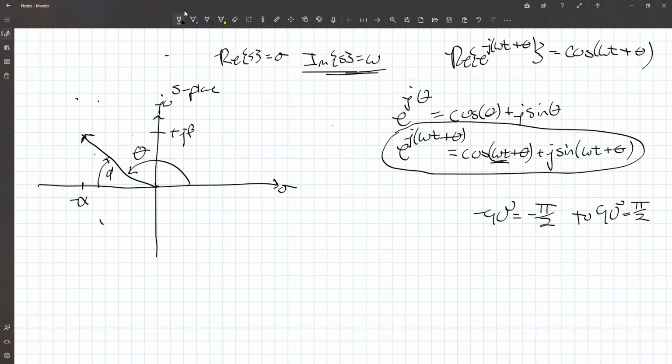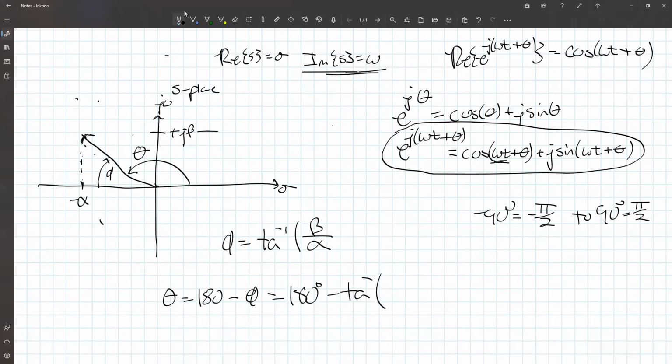This angle phi is given by, we have our opposite side over here, right? Which is beta. And we have our adjacent side here, which is just alpha, not negative alpha, just alpha. Phi is equal to the inverse tangent of beta divided by alpha. That means that theta is going to equal 180 degrees minus phi, or 180 degrees minus the inverse tangent of beta over alpha.